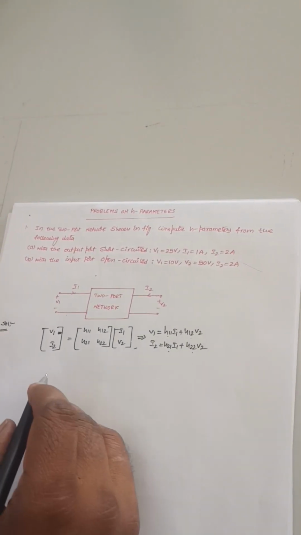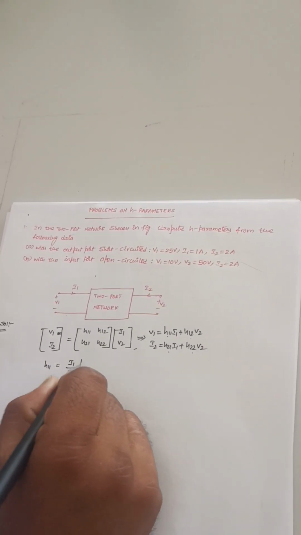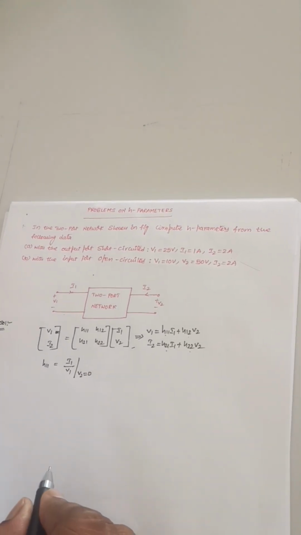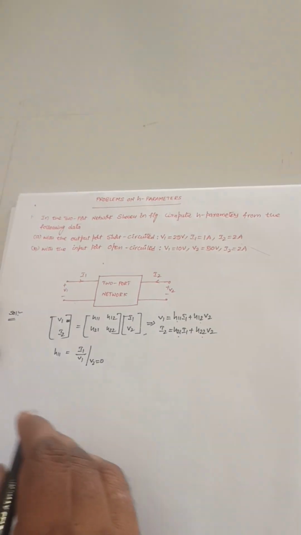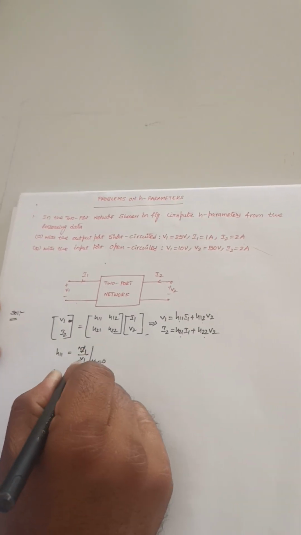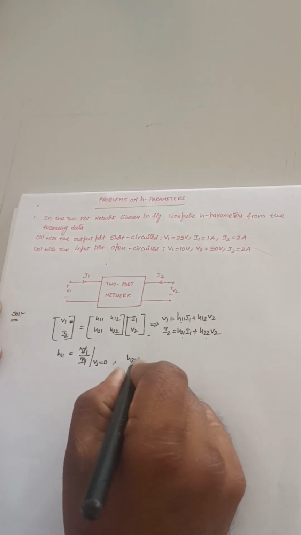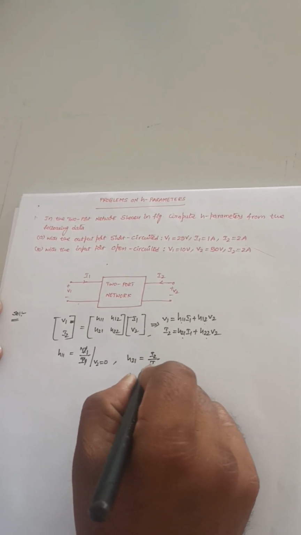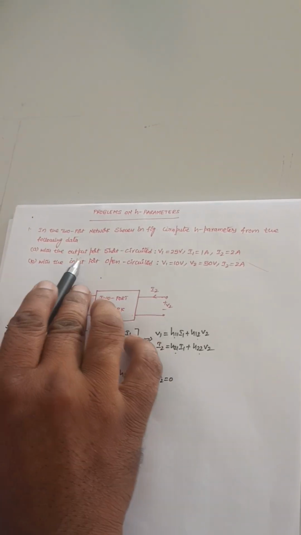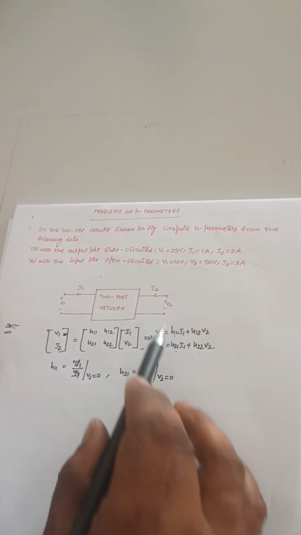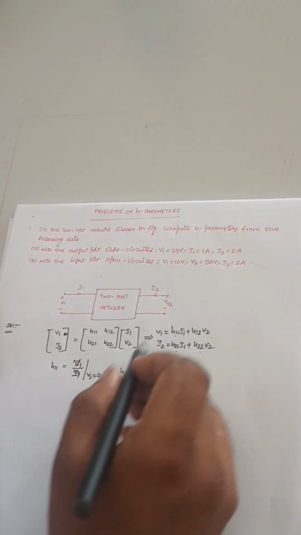To find these values, H11 is V1 divided by I1 at V2 equal to 0. And H21 is equal to I2 divided by I1 by making V2 equal to 0. That means the output port is short circuited, since V2 equal to 0 means the output port is short circuited. Then these are the values of V1 and I1.